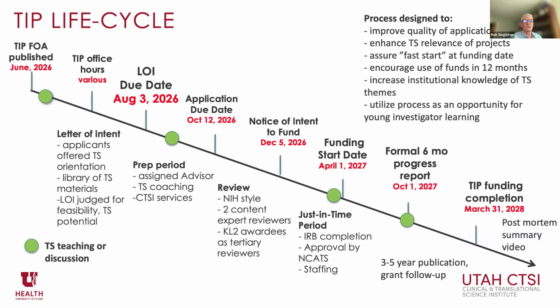So there's a long, just in time, period where we'll tell you you're getting the money, but you don't have to start using the money until April. And that allows time for completion of an IRB for this project and approval by central NCATS for this project. There's a 6 month and a 12-month review, and then we will keep track of the progress of this pilot project, just like we would any pilot, to see what you've accomplished with this.